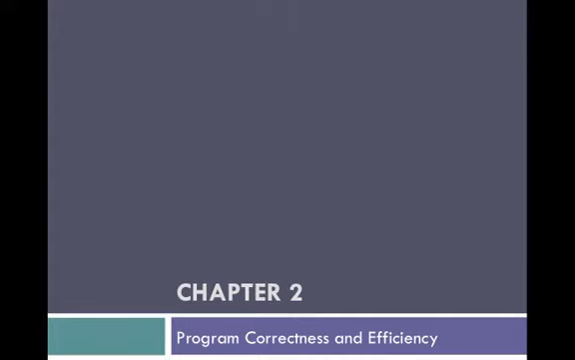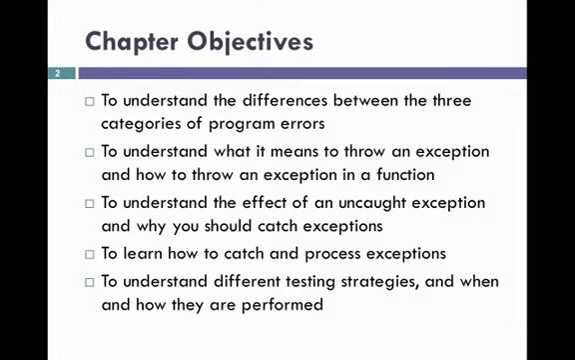In Chapter 2, we'll cover program correctness and efficiency. Now, the objectives of this chapter are the following: to understand the differences between the three categories of program errors, to understand what it means to throw an exception and how to throw an exception in a function, to understand the effect of an uncaught exception and why you should catch exceptions, to learn how to catch and process exceptions, and to understand different testing strategies and when and how they are performed.